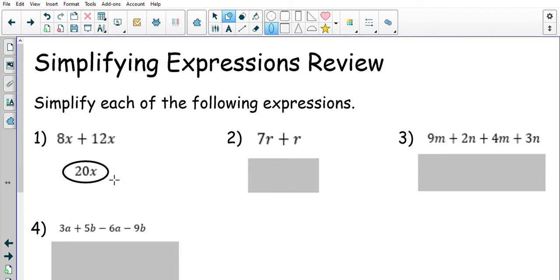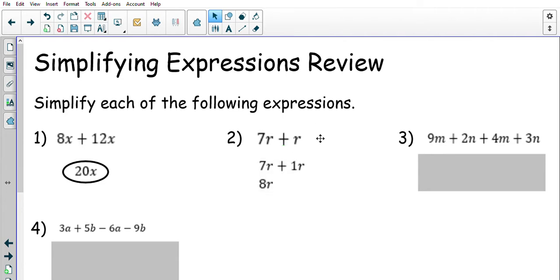Number 2, slightly more challenging. It's 7r plus r. So I'm going to rewrite this as 7r plus 1r. The coefficient, which is the number in front of the variable of r, is 1. So I can write this as 7r plus 1r. They are also like terms. So when I add 7 plus 1, I get 8r.